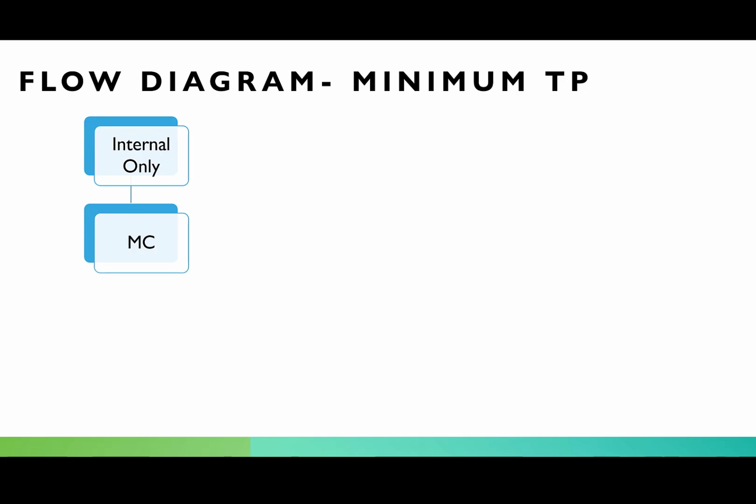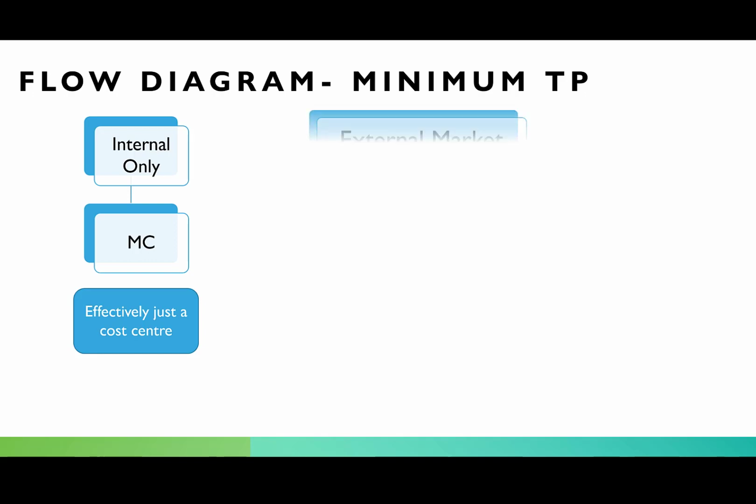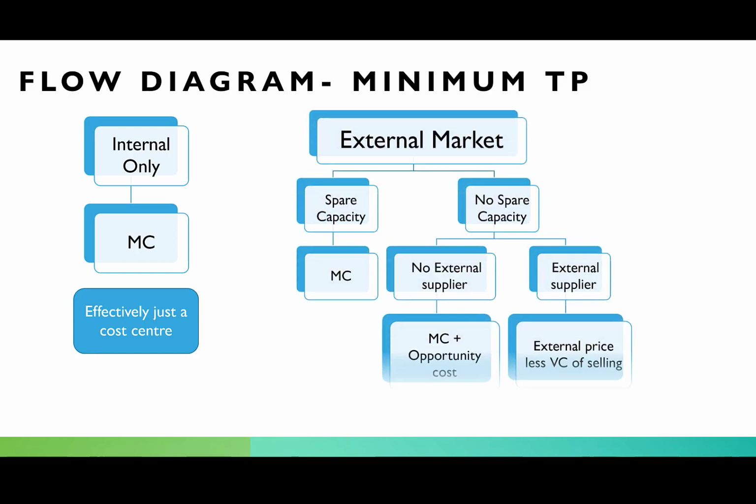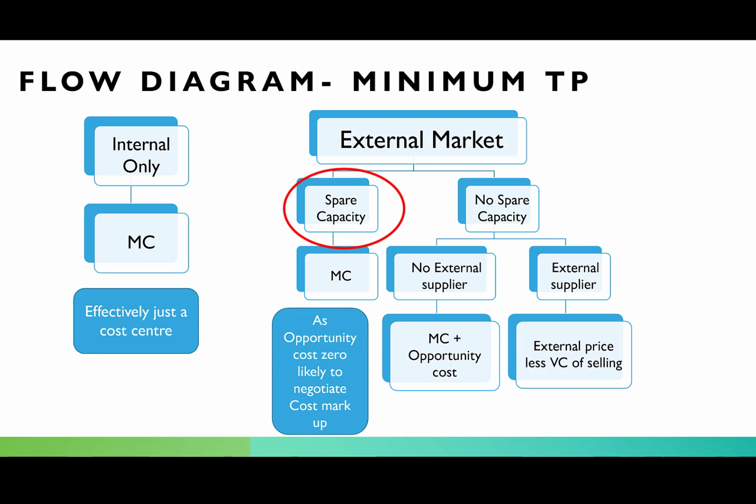So if there's only an internal market for that selling division, then absolutely it's marginal cost. They're effectively just a cost centre. But if there's an external market, it depends whether there's spare capacity or no capacity. If there's spare capacity, then it's the marginal cost, as the opportunity cost is zero, but you are likely to negotiate some sort of cost markup, don't forget.